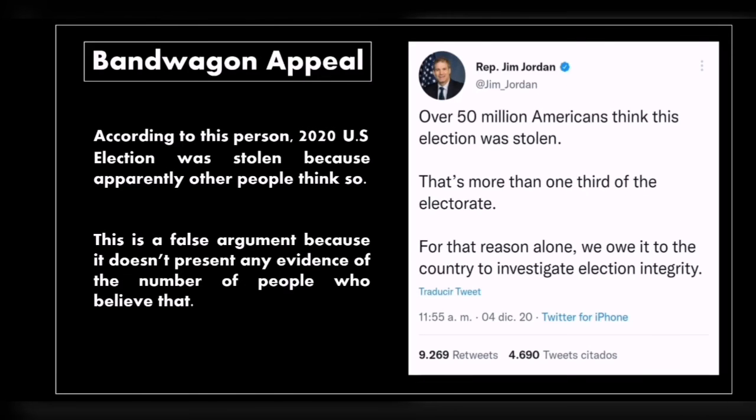Bandwagon appeal. A bandwagon appeal fallacy is when a person makes a statement based on a popular belief with no proof of the veracity of what a group of people think. This example is a tweet from a user called Jim Jordan about the 2020 US election. The tweet says, "Over 50 million Americans think this election was stolen. That's more than 1/3 of the electorate. For that reason alone, we owe it to the country to investigate election integrity."